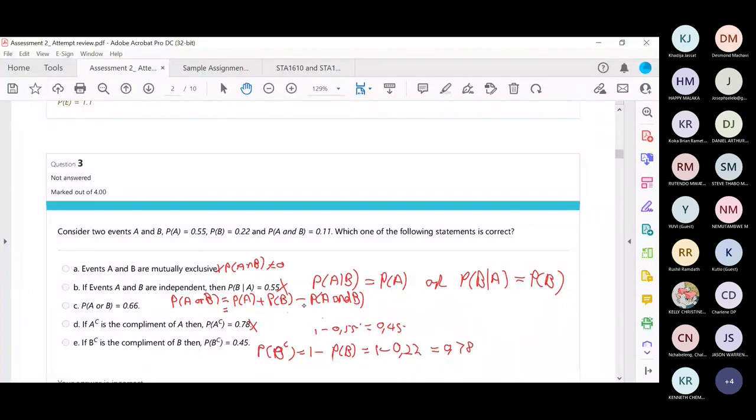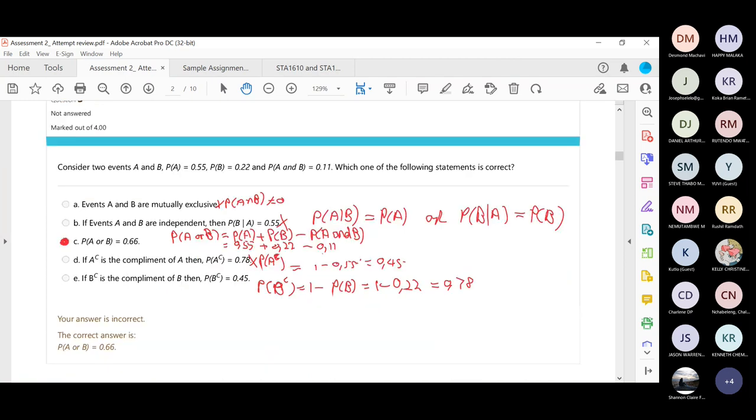The probability of A is 0.55 plus the probability of B is 0.22 minus the probability of A and B, 0.11. The answer is 0.66. So therefore, this is the correct statement.